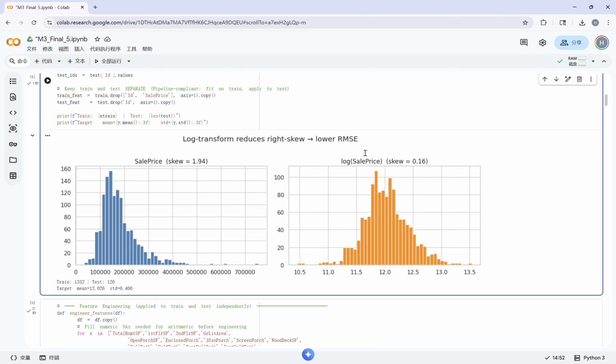To address this, we applied a log1p transformation to sale price. This makes the target distribution closer to symmetric and stabilizes variance, which typically improves the RMSE for regression. In our analysis, we also compared the distribution before and after the transformation to show why these steps help.